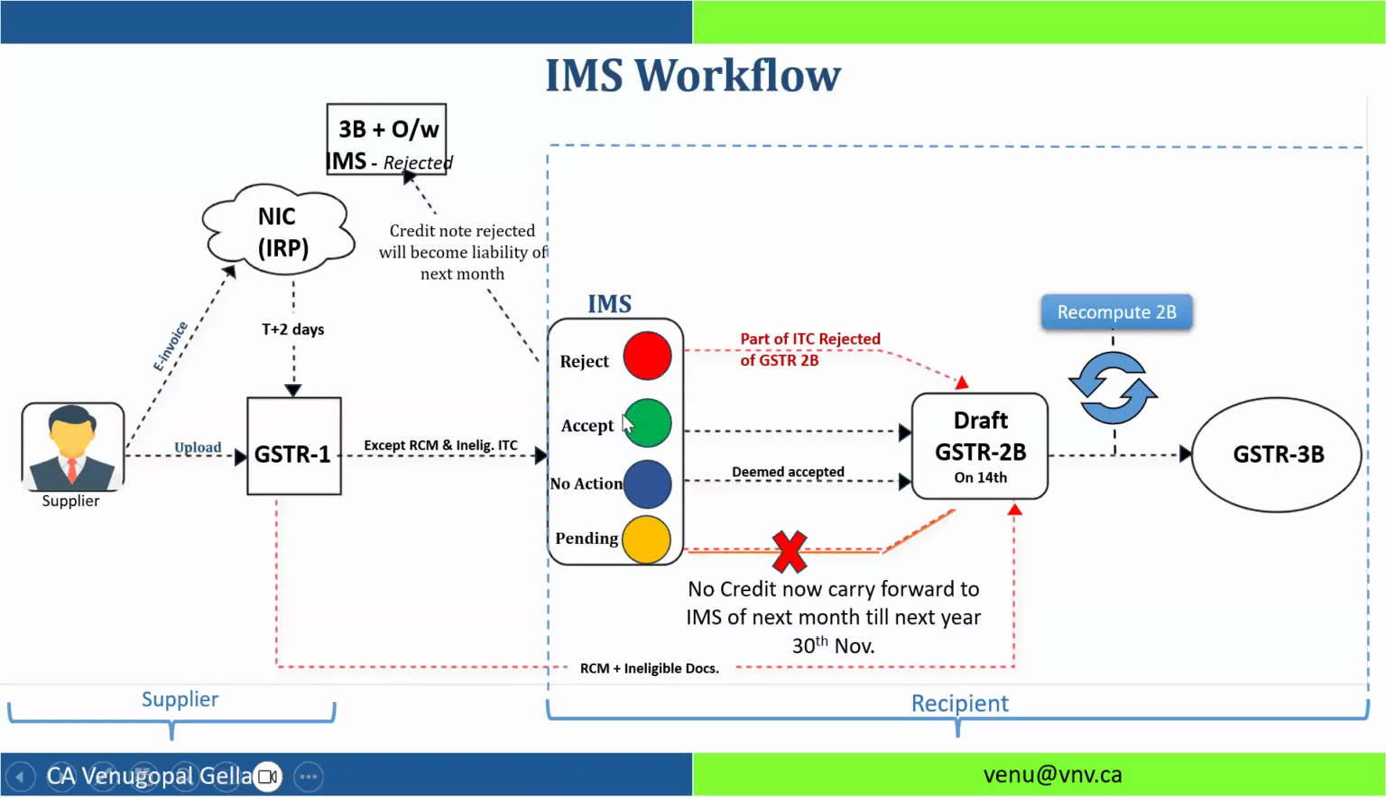So will all records flow to my recipient IMS? The answer is no, except RCM and ineligible ITC, which will not flow to my IMS. They will go directly to my GSTR-2B. If you see the red line passing to GSTR-2B, you can see the RCM and ineligible documents. RCM means if your supplier is reporting an invoice as RCM, those records will flow to my GSTR-2B directly without passing through IMS. The ineligible documents will also go directly to my GSTR-2B.